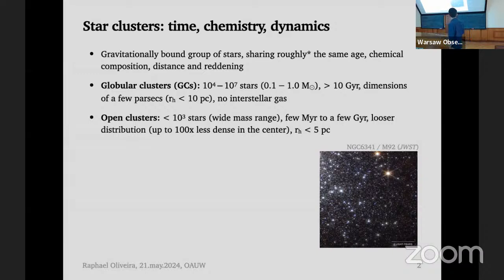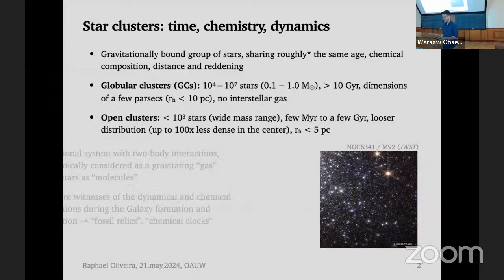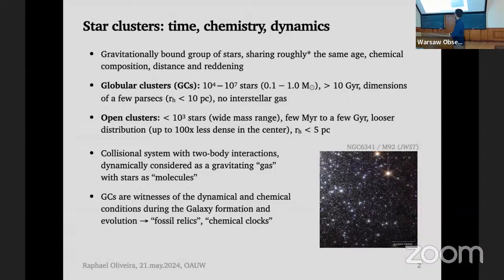This is an image from James Webb. There's an offset from the center because they couldn't fit in one image the brightness of the center of this cluster, so this is, let's say, the outskirts of the cluster. Dynamically, globular clusters are considered as a gravitating gas with stars being the molecules. So it's a collisional system with 2 body interactions, but it can get very complex.